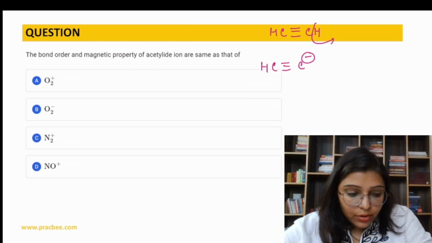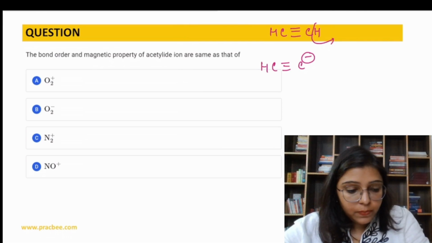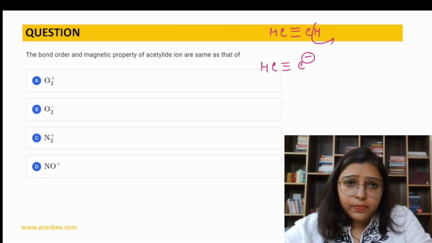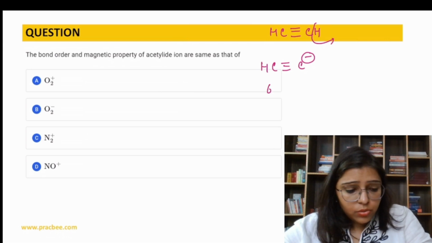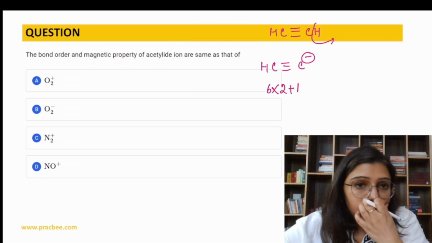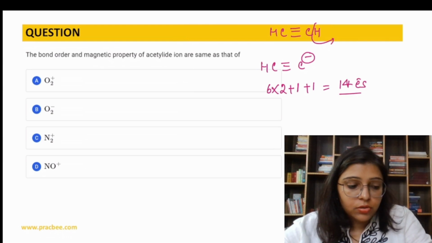If I calculate the total number of electrons in acetylide ion: carbon has 6, so 6 into 2, hydrogen 1 electron, and 1 negative charge, so 1 extra electron. So we can say 12, 13, 14. So we have 14 electrons.